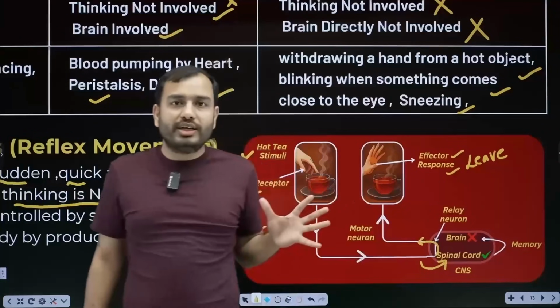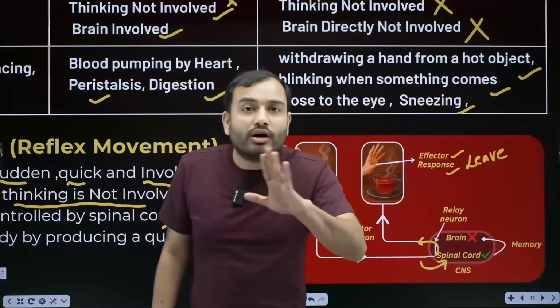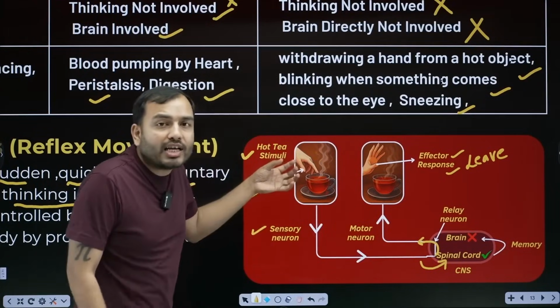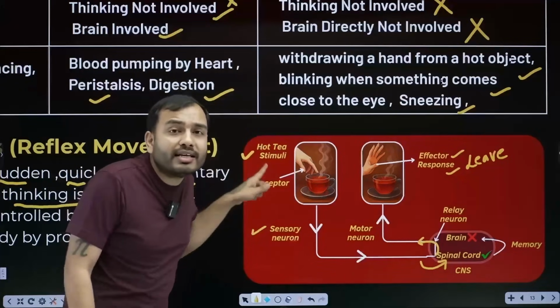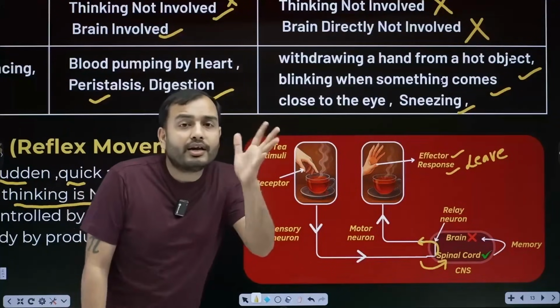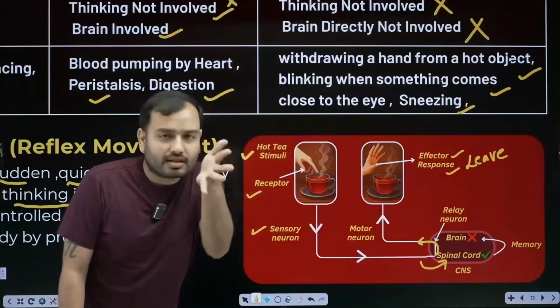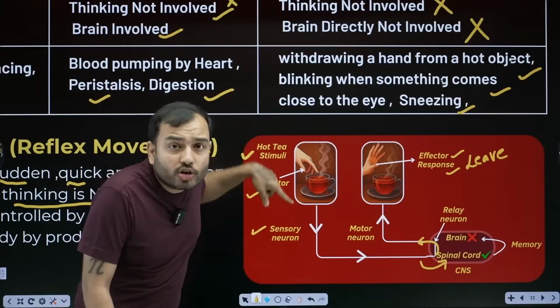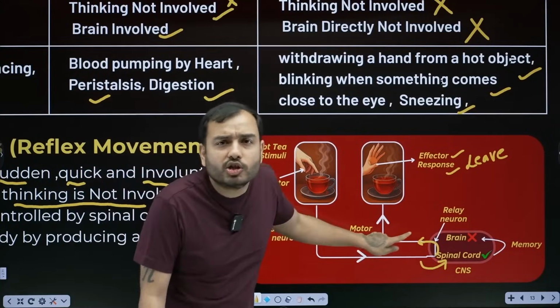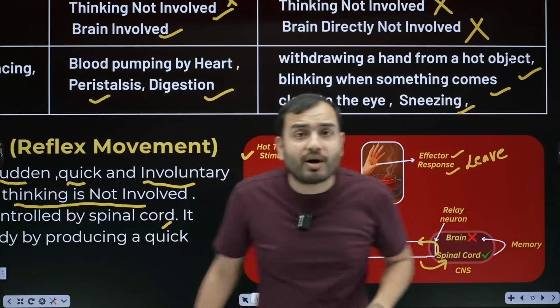It's like this: you touch the hot tea, and the brain was not directly involved. What happened? You touched hot tea. What is it? The stimulus. Who caught it? Your hand. What did the hand become? The receptor; these cells are the receptor. Then the sensory neuron, then the central nervous system. To whom first? The spinal cord.